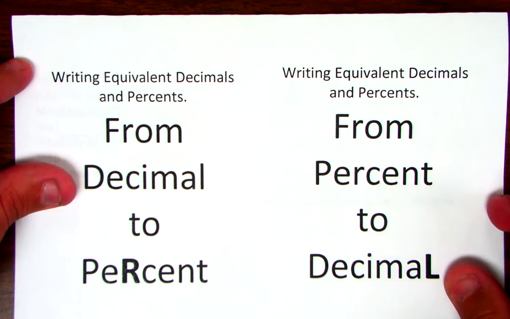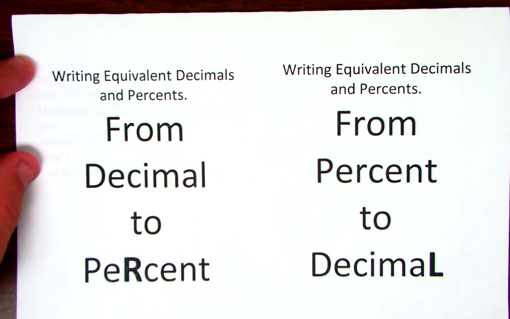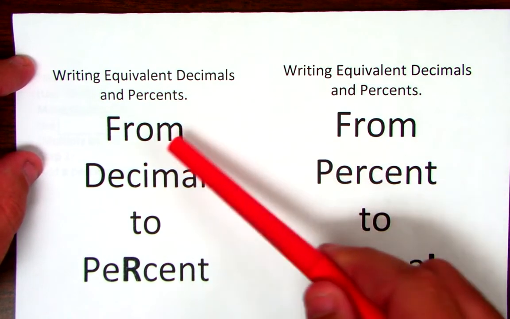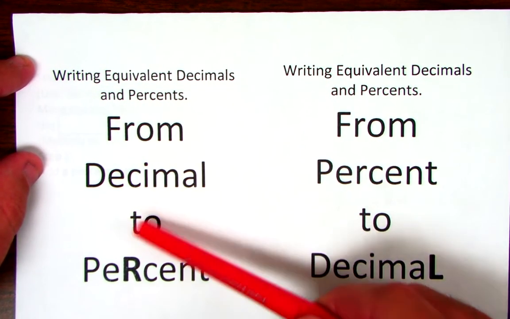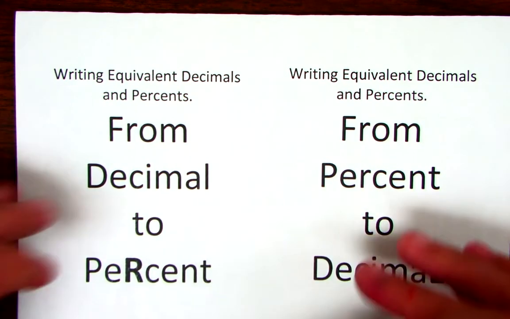So here we are going to be talking about writing equivalent decimals and percents. The first form we're going to do is from decimal to percent. Okay, so if we open up our foldable.